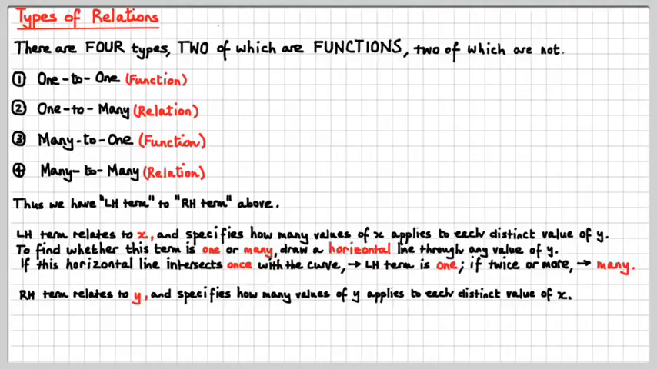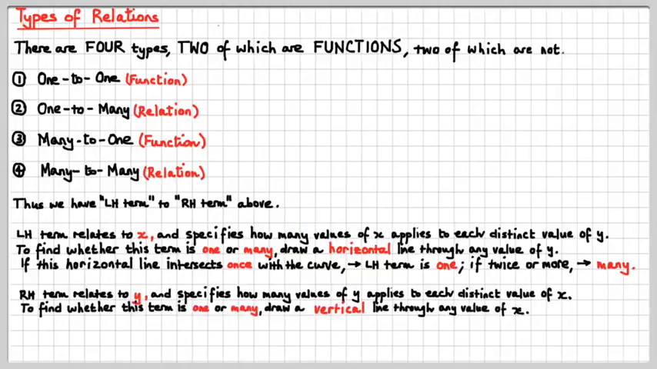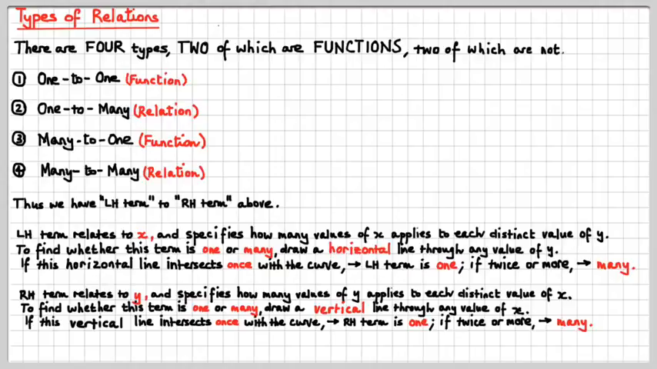Similarly, the right-hand term relates to y, and it specifies how many values of y apply to each distinct value of x. This is analogous to this paragraph up here. So to find whether this term is one or many, this time you draw a vertical line through any value of x on the x-axis, emanating out of that value of x. If this vertical line intersects once with the curve, then that right-hand term is a 1. If it intersects twice or more, it's a many.